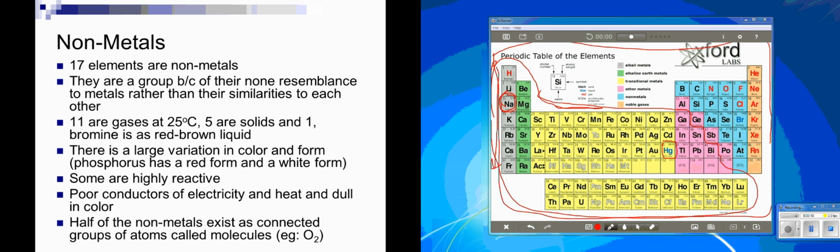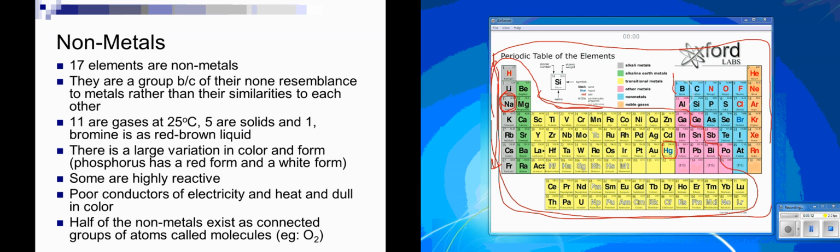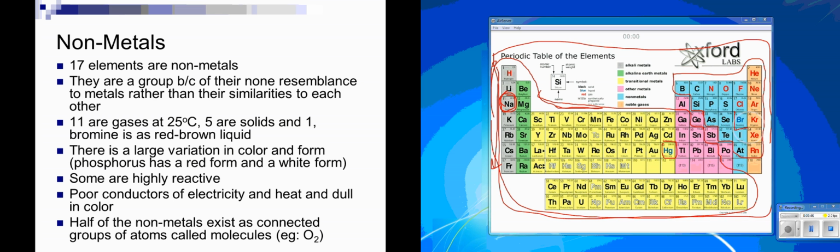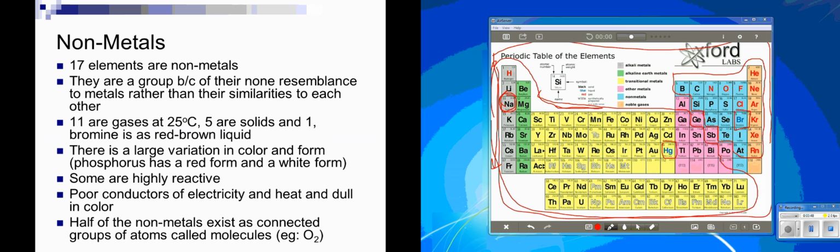Now the nonmetals. Everything in the blue here, and the orange, are nonmetals. So there's 17 there. They are a group because of their non-resemblance to the metals rather than their similarities to each other. So they are quite a bit different actually, but they're not really related to the metals. Now 11 are gases at 25 degrees Celsius, 5 are solids, and 1, bromine, Br here, is a liquid.